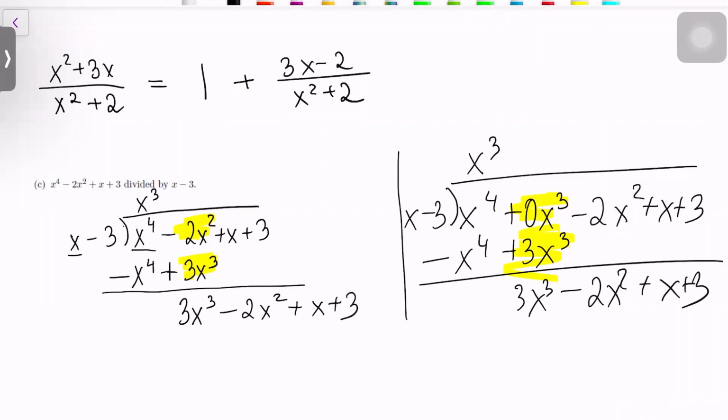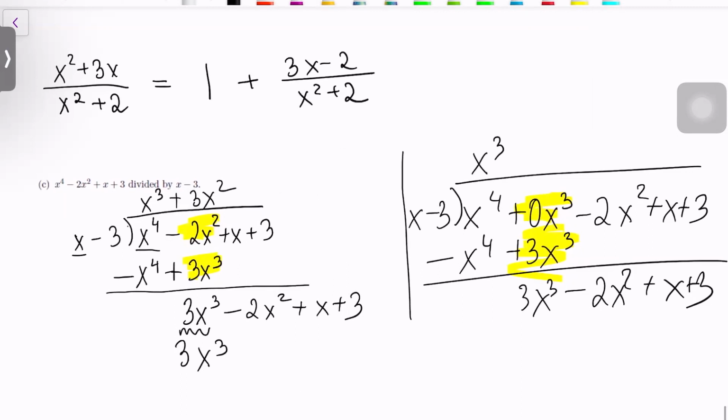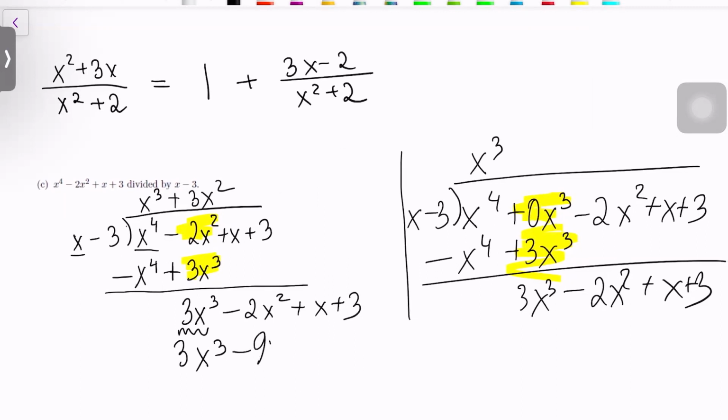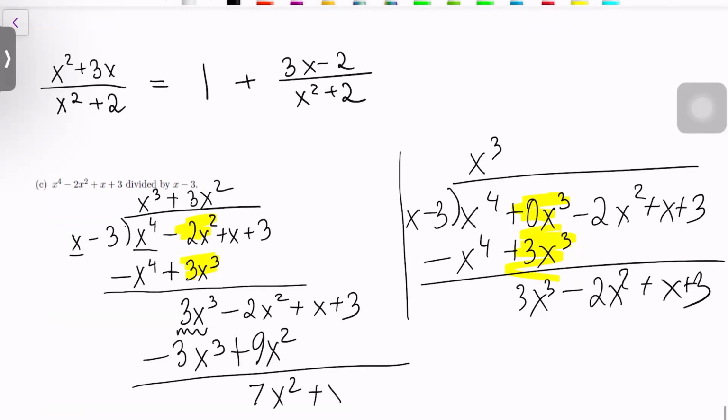Okay, so now let's continue on the first example. 3x cubed can still be divided by x, and when you do it, you're going to end up with 3x squared, right? Then multiply back: 3x squared times x, and 3x squared times negative 3. 3x squared times x will be 3x cubed. Those should always match, the leading ones should cancel out. And 3x squared times negative 3 will be minus 9x squared. Since this needs to be subtracted, I'm going to distribute the minus and now add. So the first cancel out, and this is 7x squared plus x plus 3.